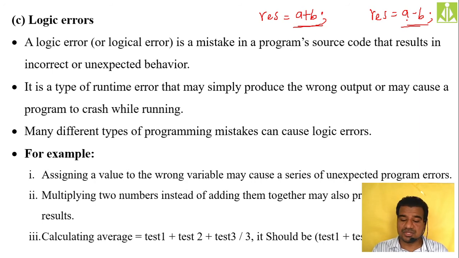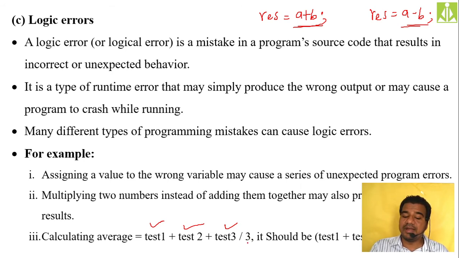Calculating the average: when you are calculating the average, you must follow the proper brackets, isn't it? You are adding test 1 marks plus test 2 marks. Here you can see test 1 marks, test 2 marks, and test 3 marks. Then you are dividing, so you must follow the BODMAS rule over here. Generally, if you write the statement like this, first this division will be performed, between test 3 and this 3. That is not our intention.